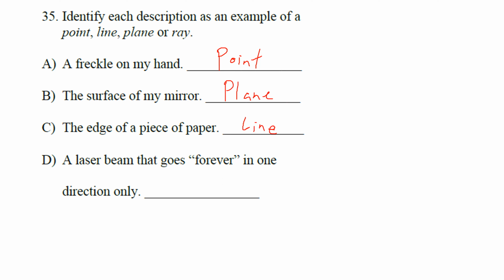Truthfully, I would like line segment to be an option there for that, but line will work for now. D, a laser beam that goes on forever in one direction only. So yeah, it starts, but it never ends. So a ray. And truthfully, again, on C, I would really like them to have the option of segment because it does not go on forever, the edge of a piece of paper. So yeah.